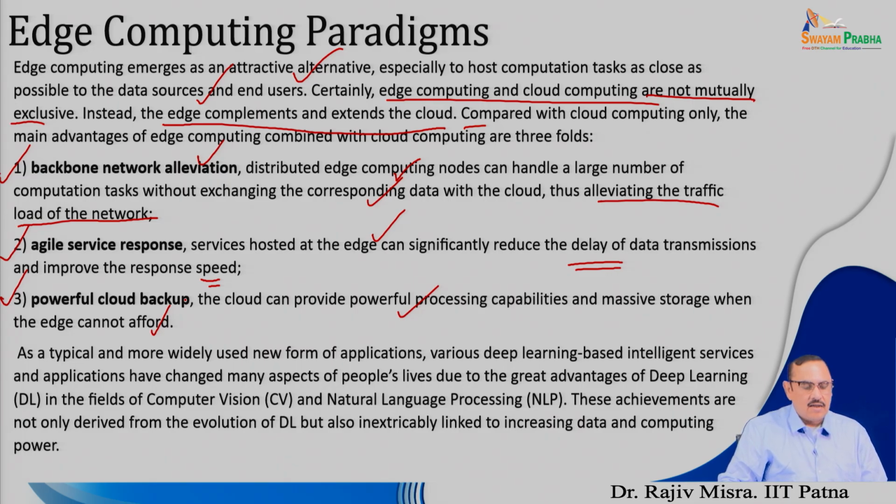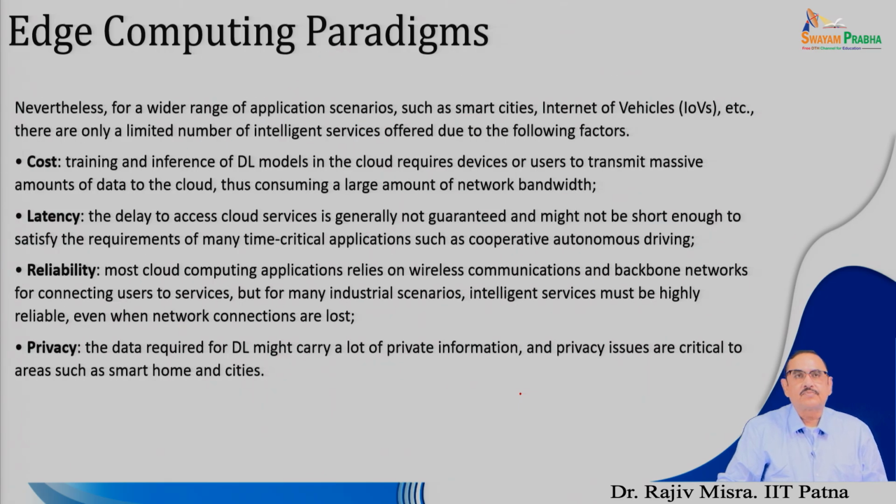So, these are the important alleviations or threefold with the cloud and the edge in comparison. As a typical and more widely used new form of application, such as deep learning based intelligent services, the applications have changed many aspects of people's life due to the great advantage of deep learning in the field of vision and natural language processing. These achievements are not only derived from the evolution of deep learning, but also inextricably linked to the increasing data and computing power.